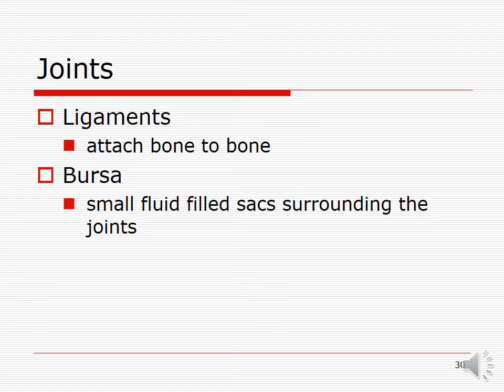So another component of joints that's pretty important are the bursa. And the bursa are small fluid-filled sacs that surround the joints. And these really are important when we talk about some of those pathological conditions or disease conditions. If something happens in the bursa, it can cause quite a bit of discomfort and pain.